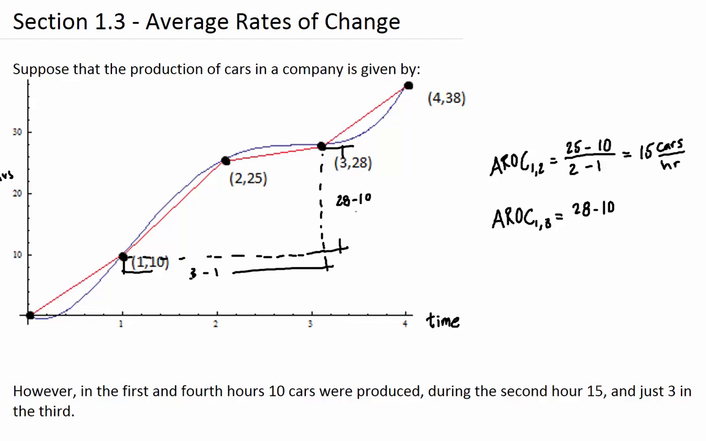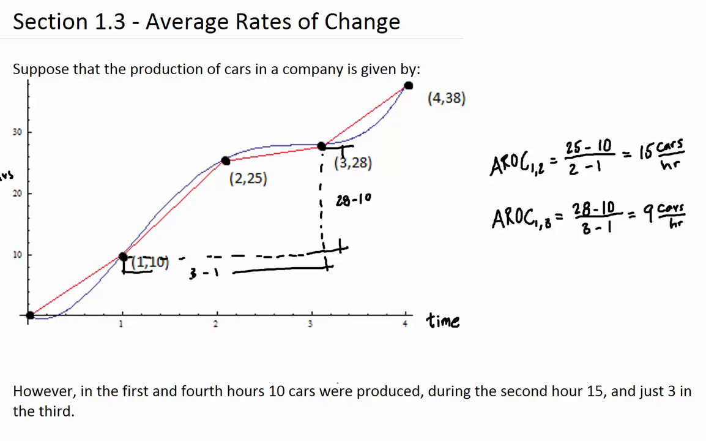When you divide this 28 minus 10 by 3 minus 1, that gives you the average number of cars that were produced between hours 1 and 3 per hour. So this would be 18 divided by 2, so 9 cars per hour. So this gives you an average, or an estimation, of how fast the production is happening in certain intervals of time.